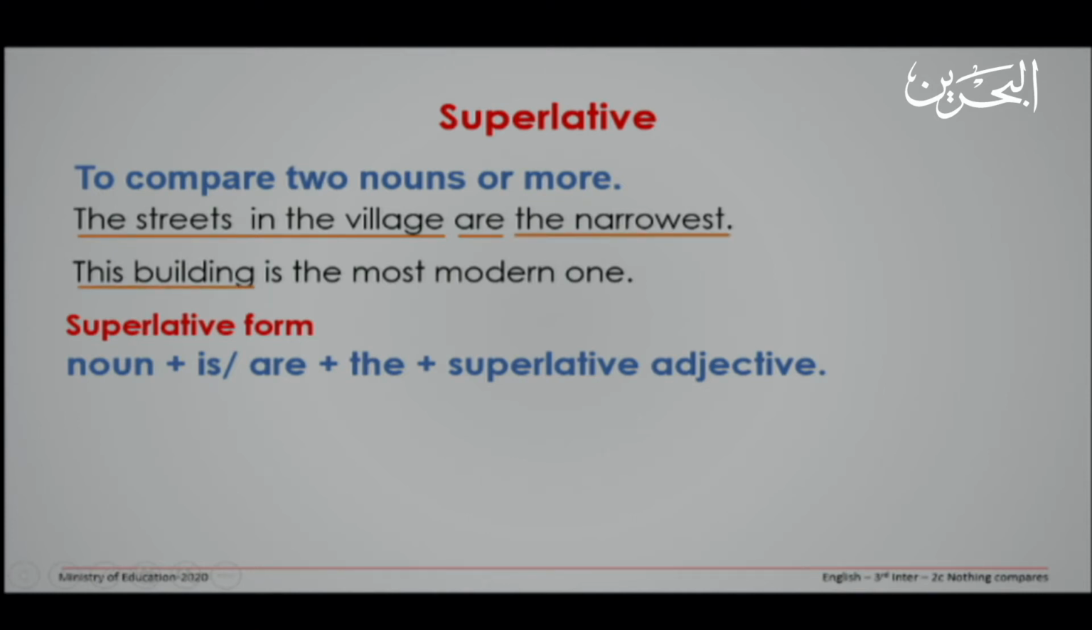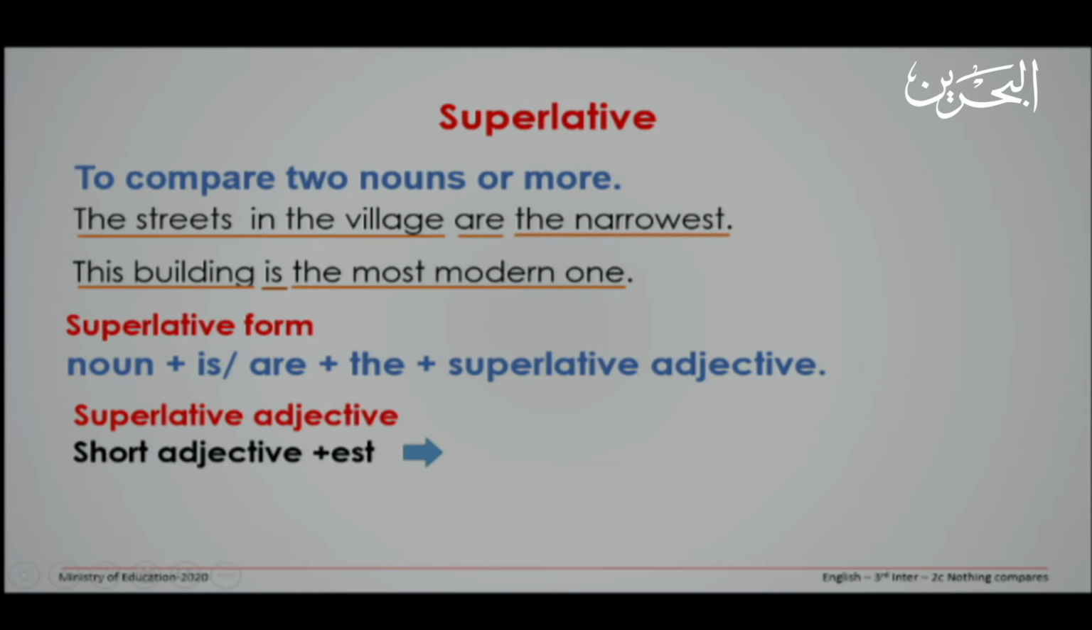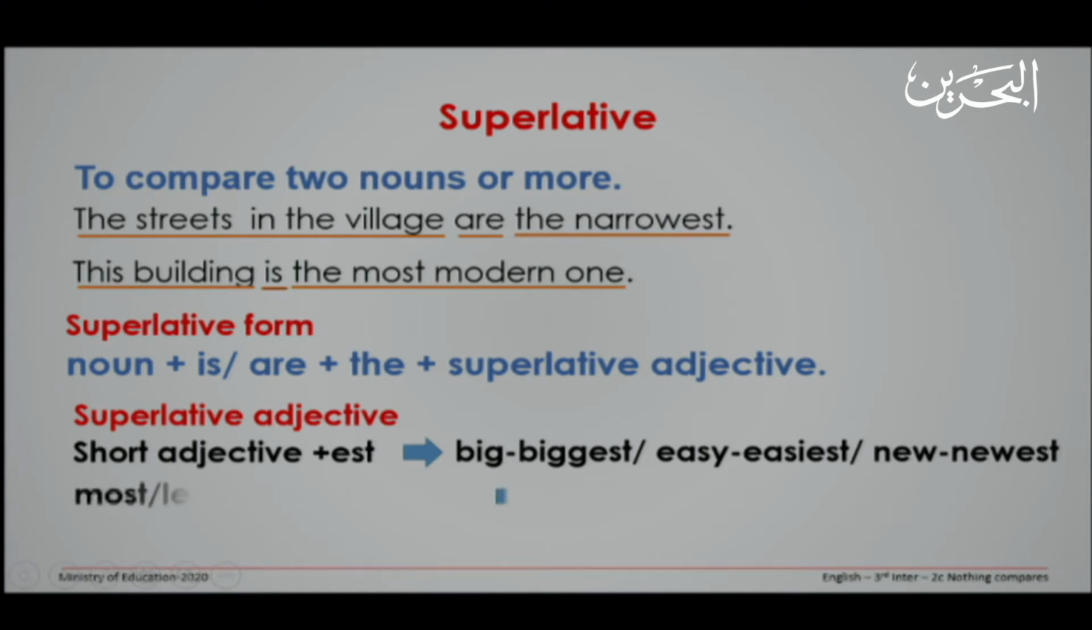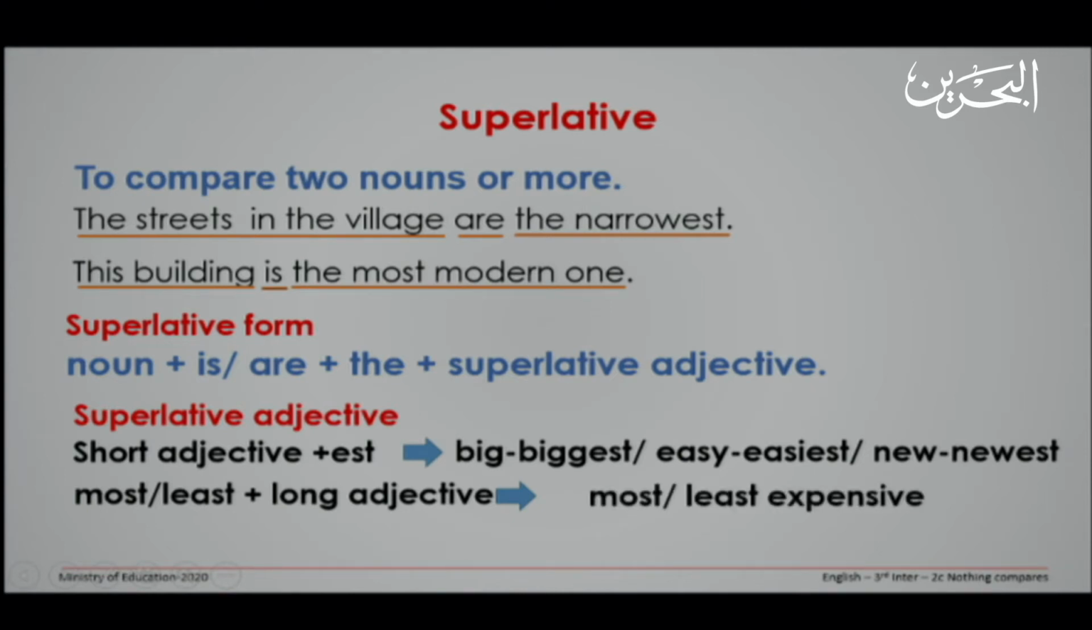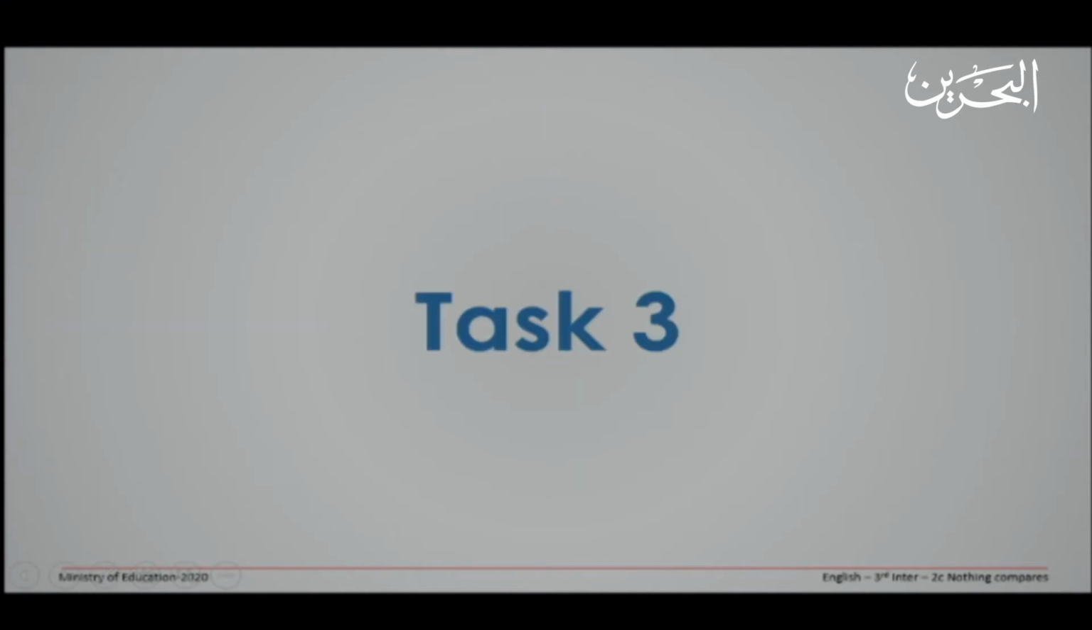This building, this is the noun. Since it's singular, we write is, and then we put the superlative form, the most modern one. Now, if it's a short adjective, again, you just add the suffix est. So big becomes biggest. Easy, you replace the y with an I, then you add est, so it becomes easiest, and new becomes newest. If it's a long adjective, before the adjective you write most or least, and then you say most expensive or the least expensive.